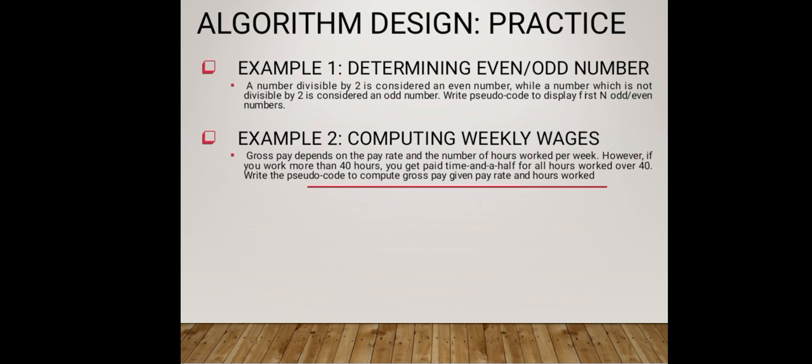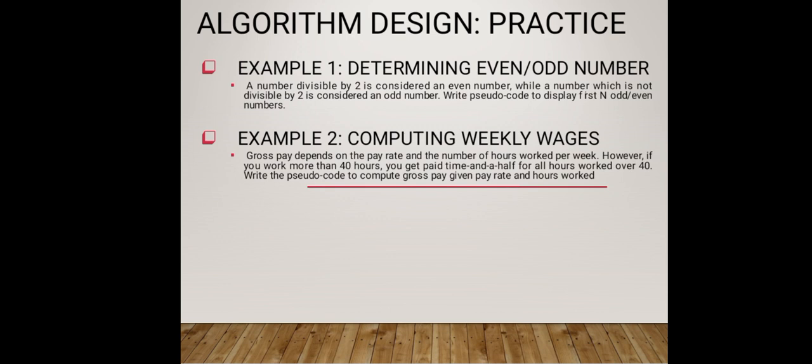These are most of the components that we use in algorithms. Algorithm design practice. Example 1, determining the even and odd number. A number divisible by 2 is considered to be an even number, while a number which is not divisible by 2 is considered to be an odd number. Write pseudocode to display whether the number is odd or even. So in here, remember, you put the pseudocode in the computer language.